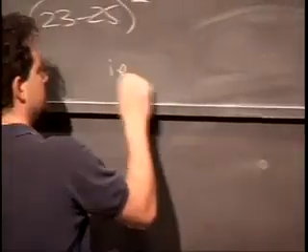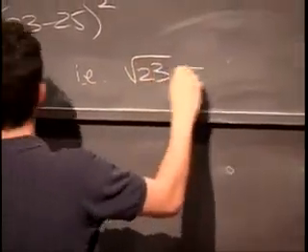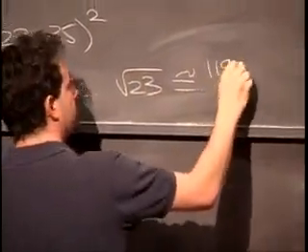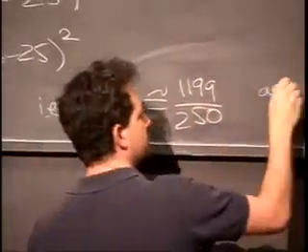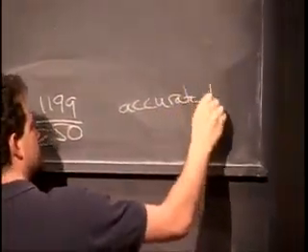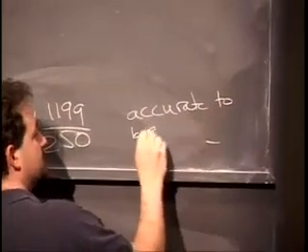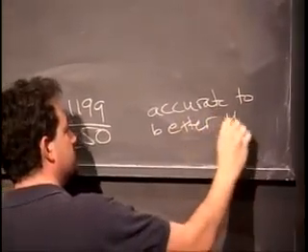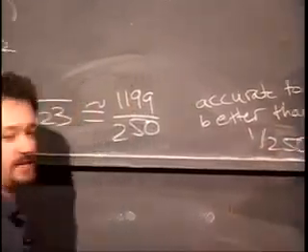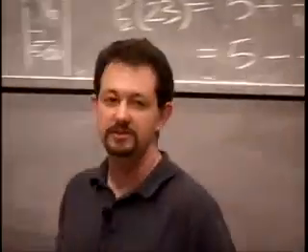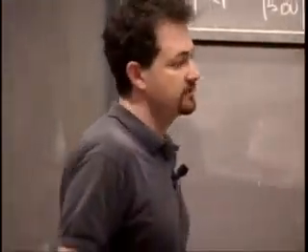That is, root 23 is approximately 1199 over 250, accurate to better than 1 over 250. Ta-da! Problem solved. Not so easy. Not so easy.